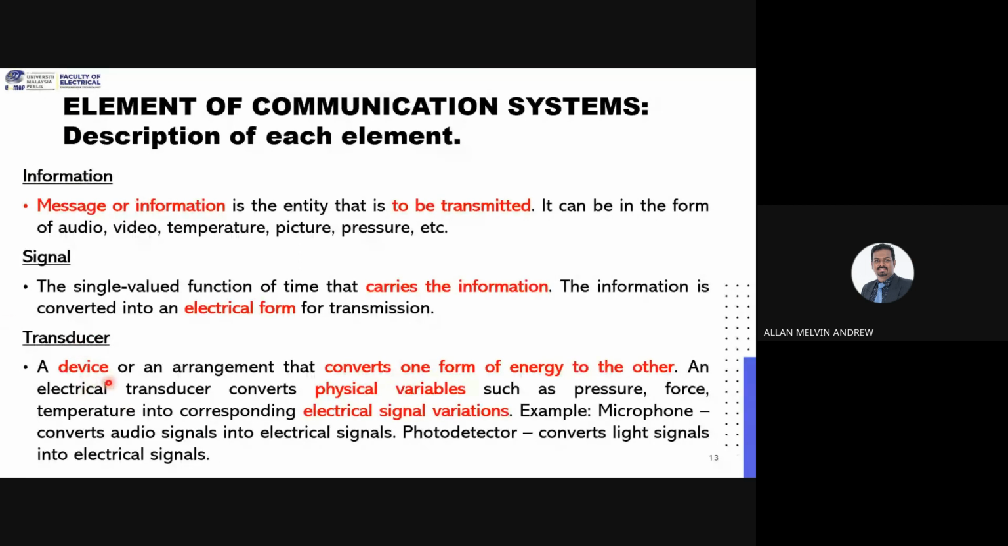Okay, so it's a device or an arrangement that converts one form of energy to another. Okay, so electrical converts physical variables, such as pressure, force, temperature. So all these inputs are converted into electrical signal variations.